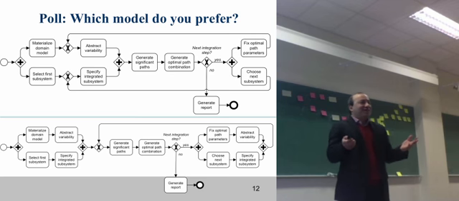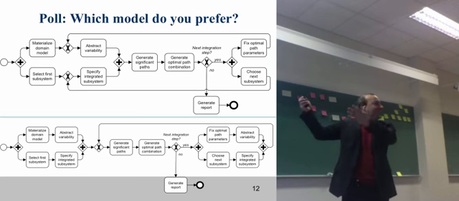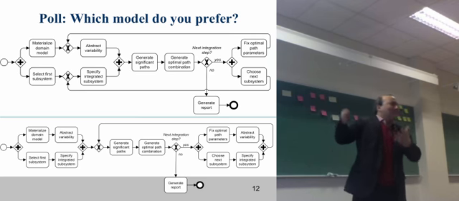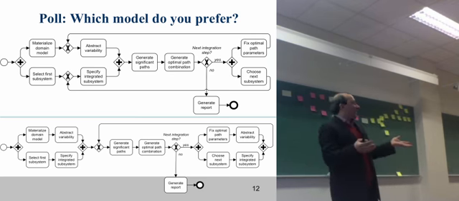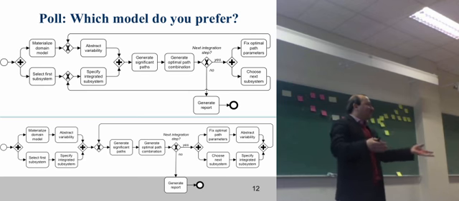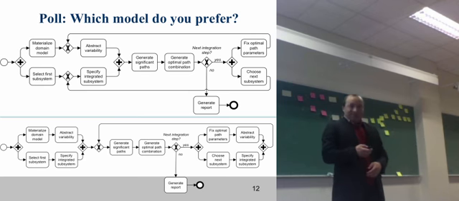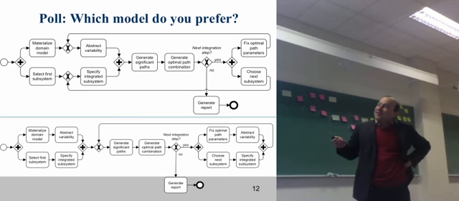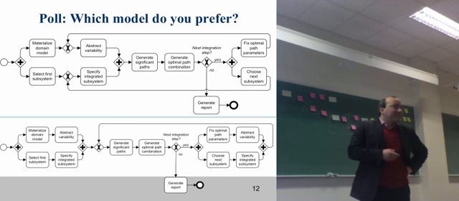How many people like the one at the top? 4 people. So everybody else likes the one at the bottom. So the bottom won, right? They seem the same? They are the same. But the one on the top is more specific about the loops. The difference is really this one.